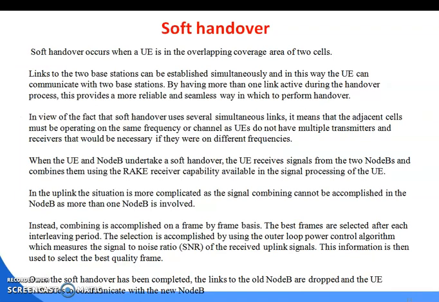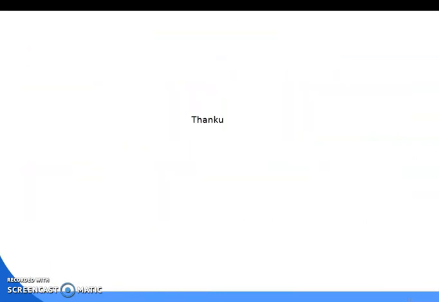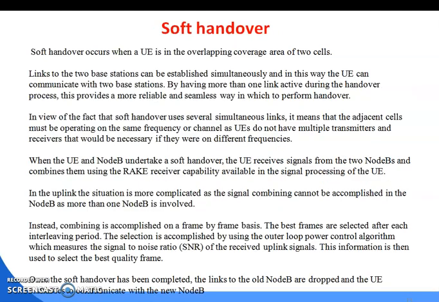Next is your soft handover. Soft handover occurs when the UE is in the overlapping coverage area of two cells. Links to the two base stations can be established simultaneously, and this way the UE can communicate with two base stations by having more than one link active during the handover process.